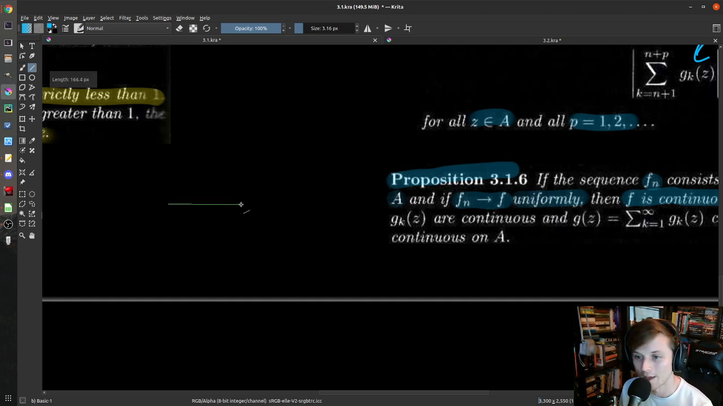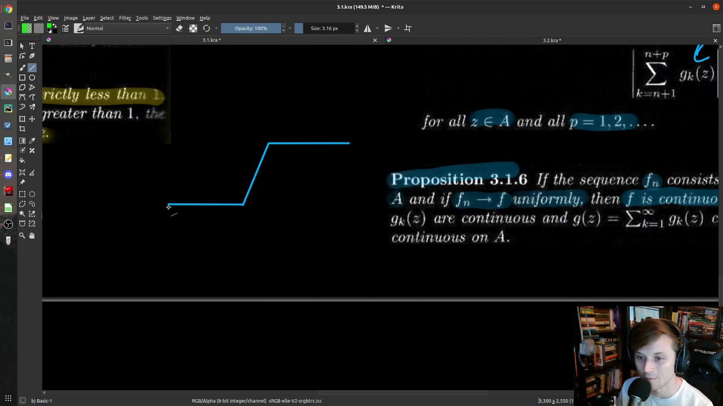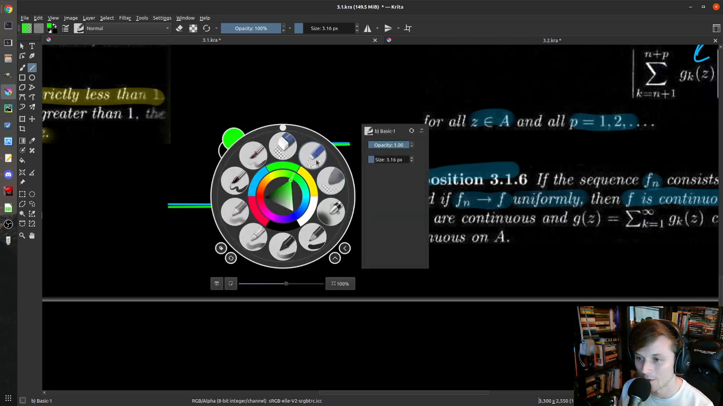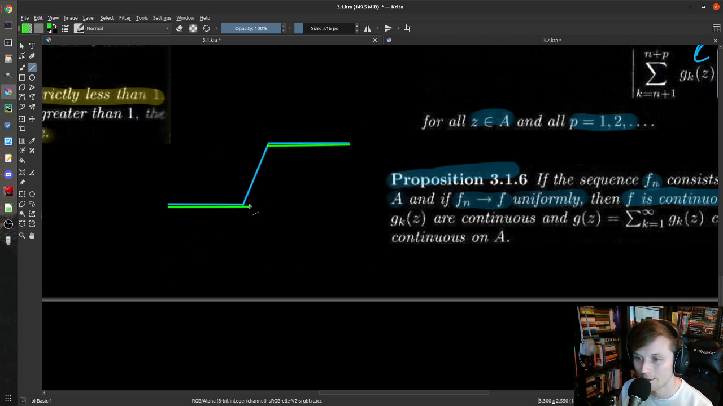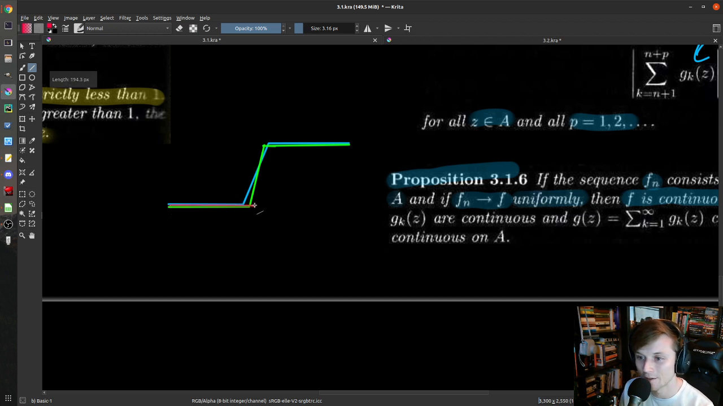So you could look at some function like this, and we can make a sequence of functions just by, I'm going to slightly draw this underneath so you can see the difference, right? And all we're going to do is make this a little bit steeper every time. So we could just keep doing the same thing and getting a little bit steeper.